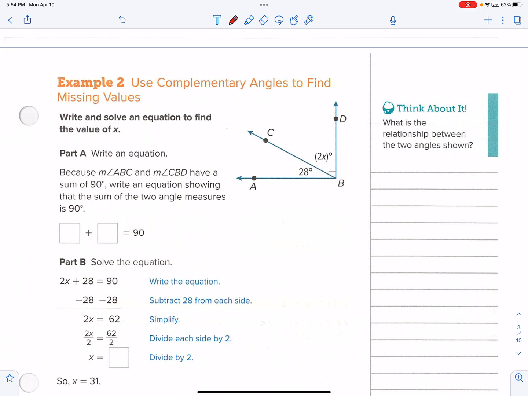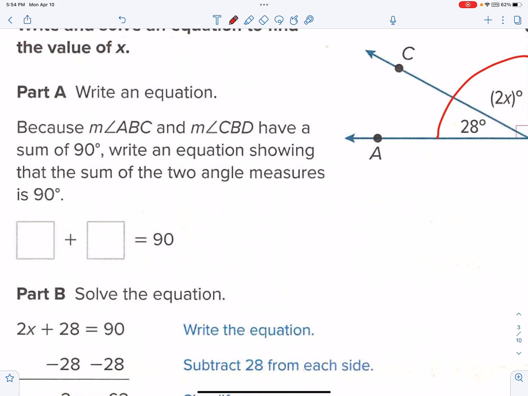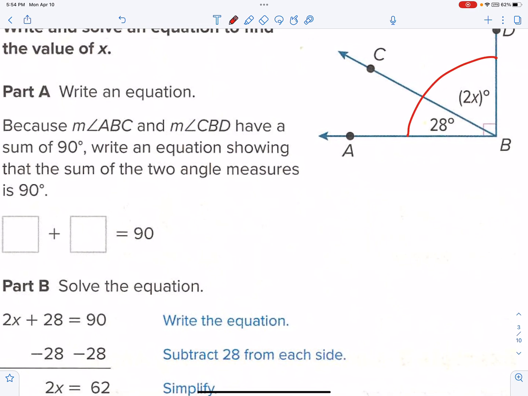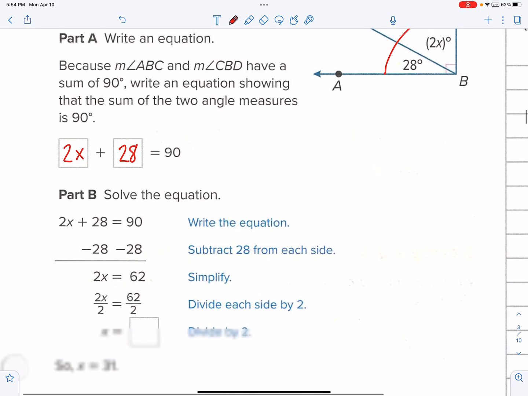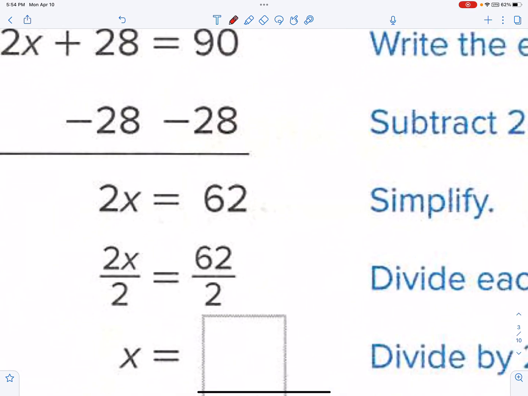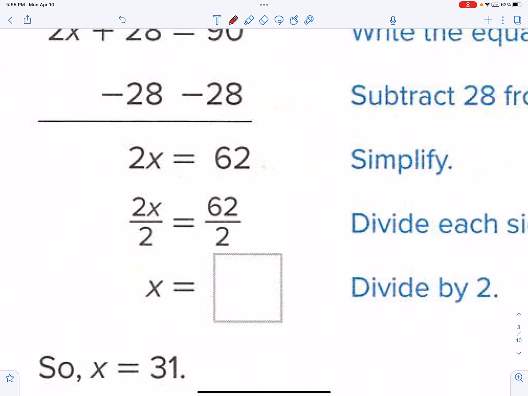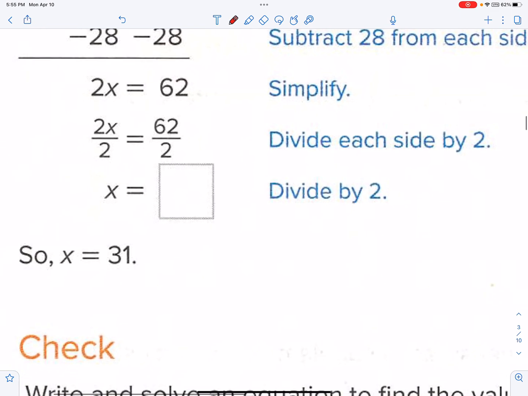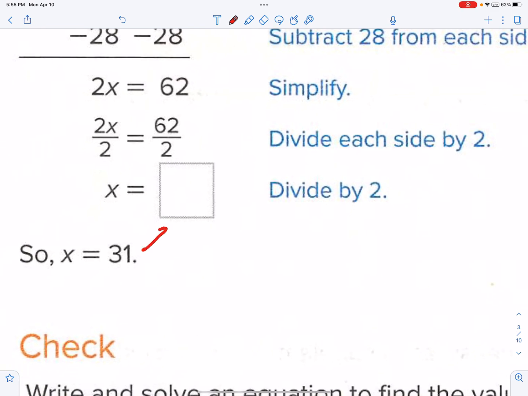It says, use your understanding of complementary angles to find missing values. So we continue this concept. We know that this angle is 90, so go ahead and fill in your equation here. You could do 28 plus 2x or 2x plus 28. It doesn't matter. Then we start solving for x. Subtract 28 from both sides. Then we divide both sides by 2. 62 divided by 2, it already tells us x equals 31.